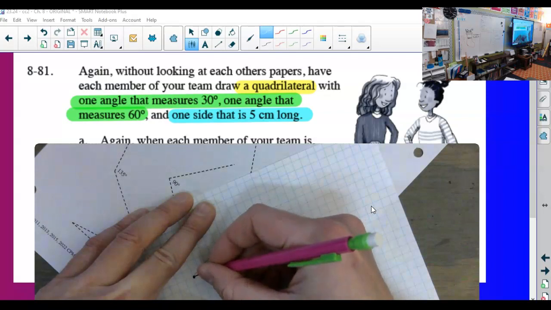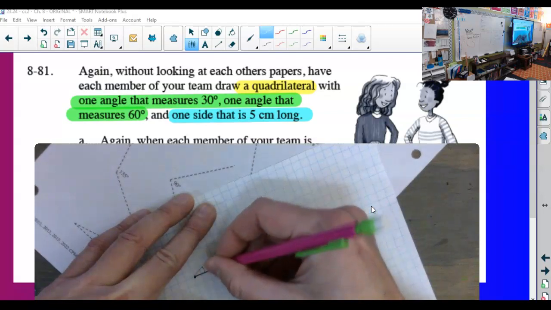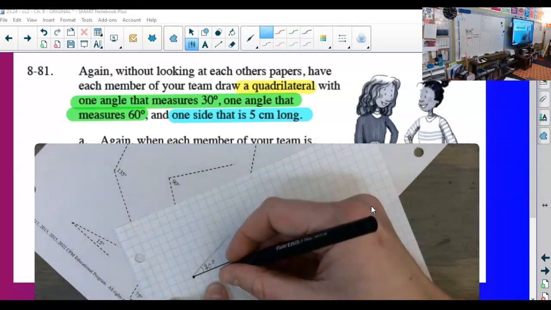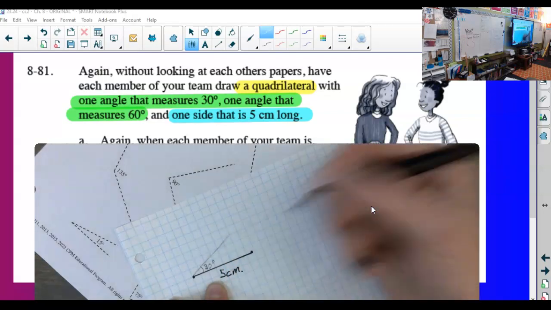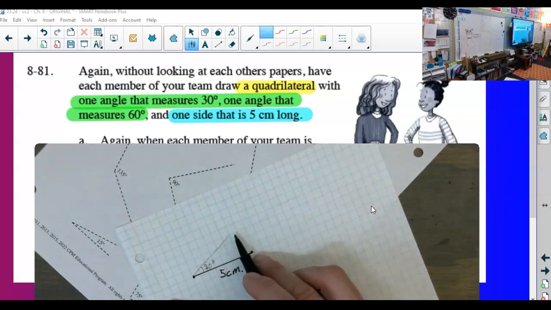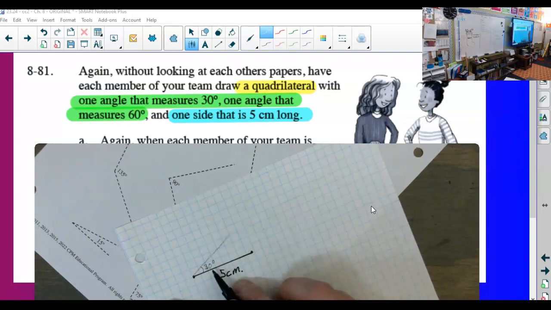Guys, we must label what we've put effort into. So also, I probably should have labeled my 5 centimeters. My 5 centimeters is not going to change. My 30 degrees will not change, but I don't know where this line is going to stop, because did they tell me how long to make it? No. All right, I got my 30 degree.